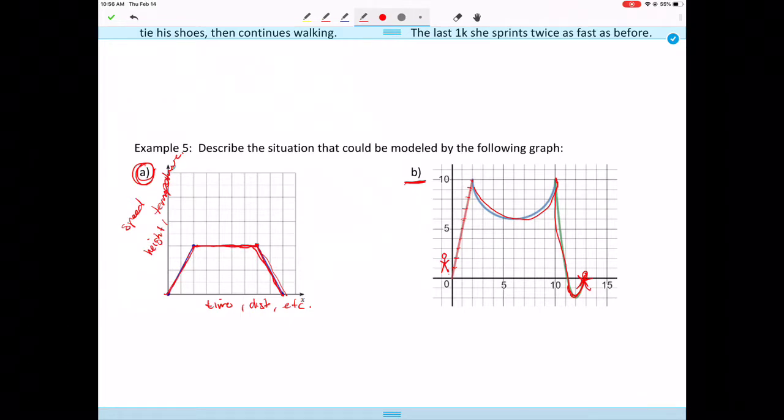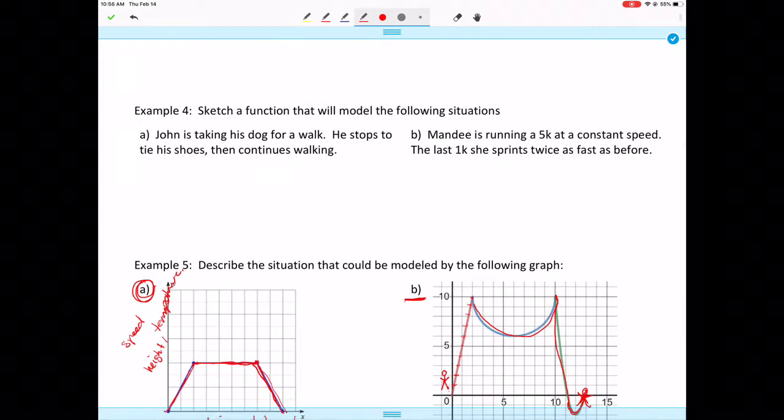Something like this could be on the test. And then these ones, in example 4, are the opposite. They give us a situation, and you'll want to say what kind of graph that would look like. You don't need to write down numbers. Just take an x value and a y value and say what that could be. So try A and B, pause and give that a shot, and then come back to me when you're ready.